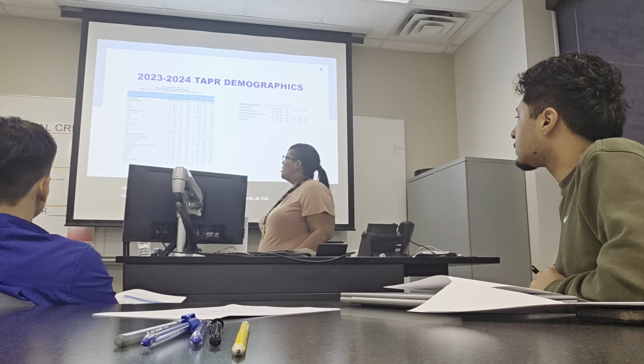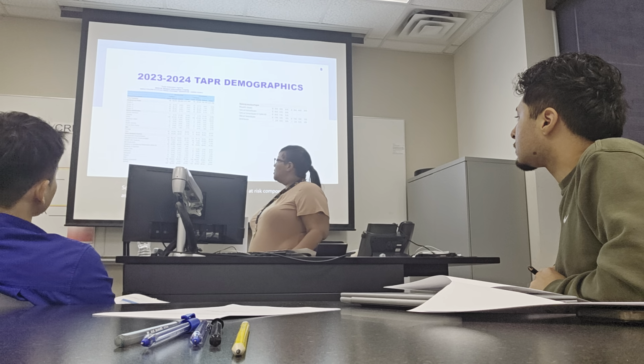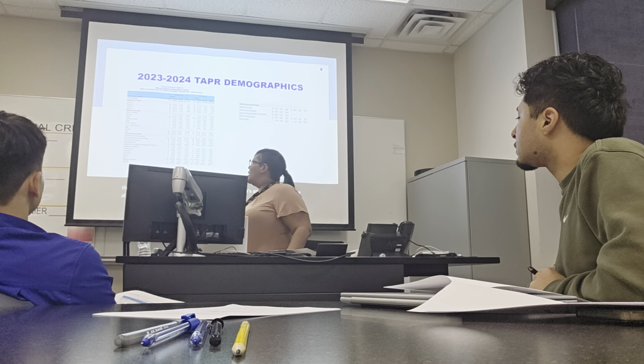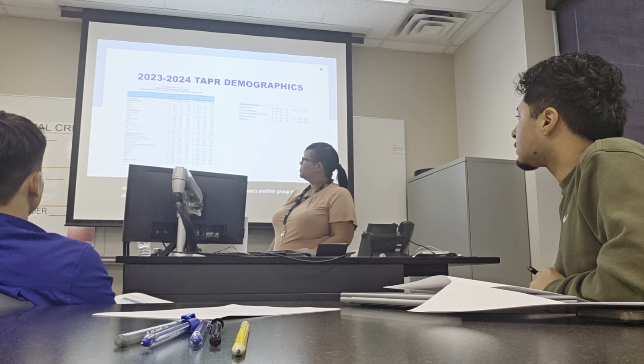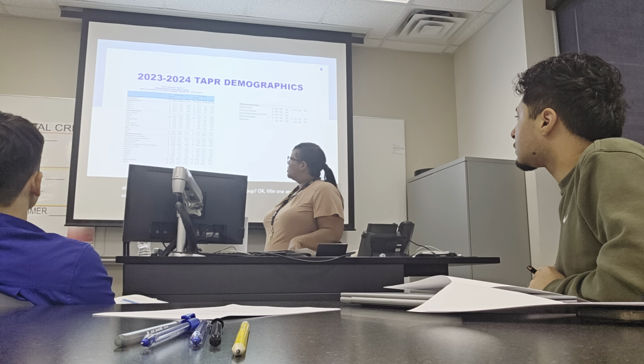So as you can see, majority of our campus falls into the at-risk component as well as the economically disadvantaged component. And there's another group that we also have a strong number in. Does anybody see that group? Title I, okay, Title I, and then one more. Economic disadvantage. And one more.